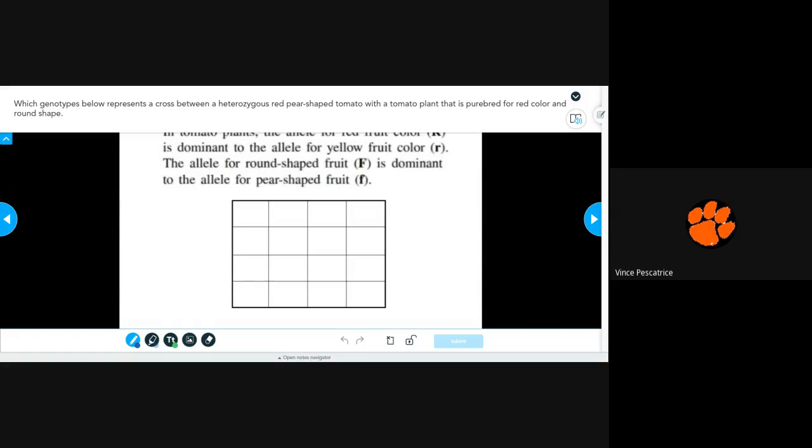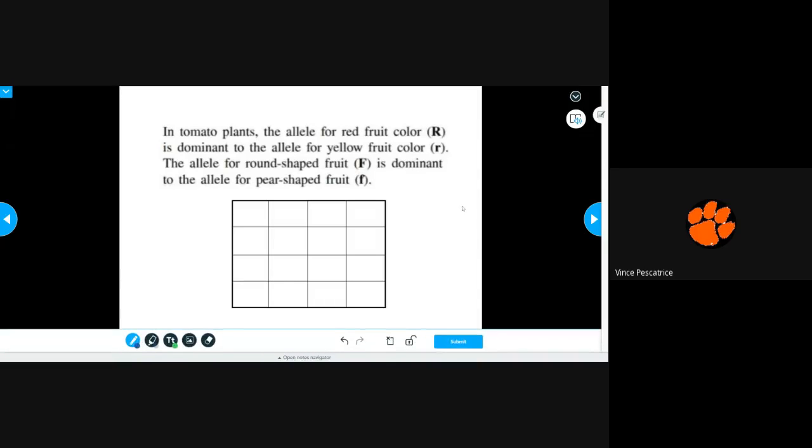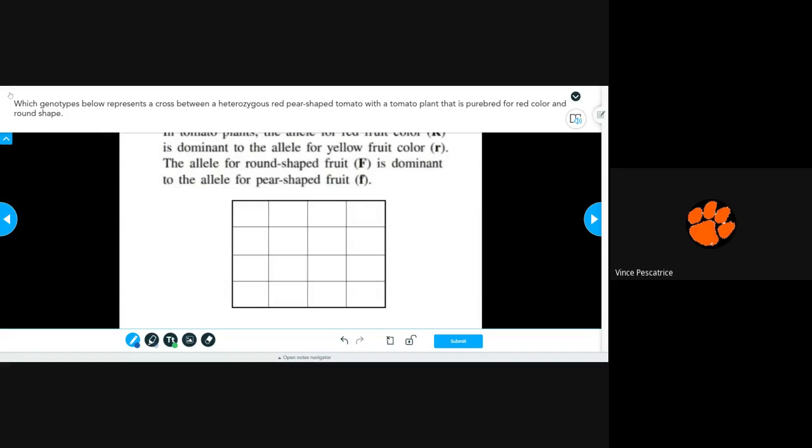All right, next one. Which genotypes below represent a cross between a heterozygous red pear-shaped tomato with a tomato plant that is purebred for red color and round shape? All right, so this is the information we're given. It says which genotypes below represent a cross between a heterozygous red pear-shaped tomato. Heterozygous, so let's start here.